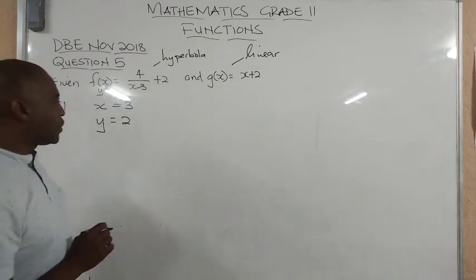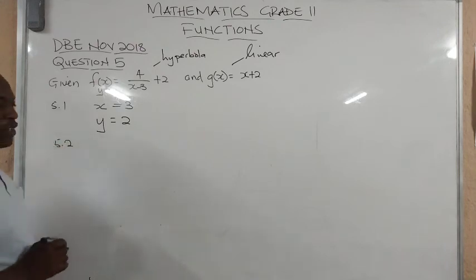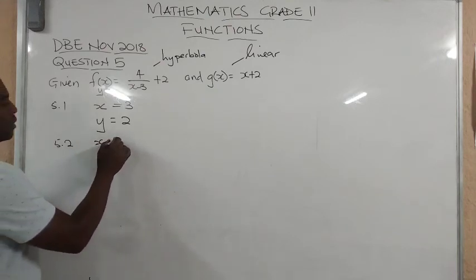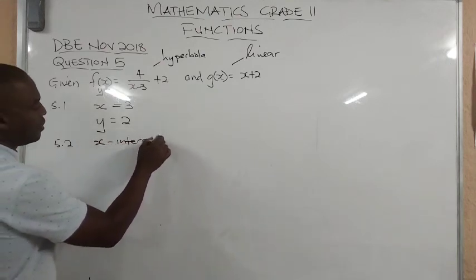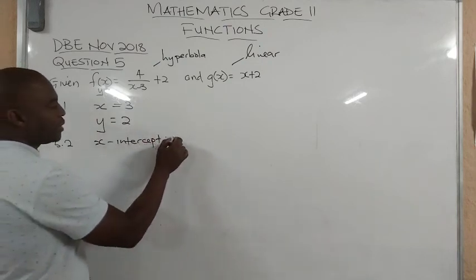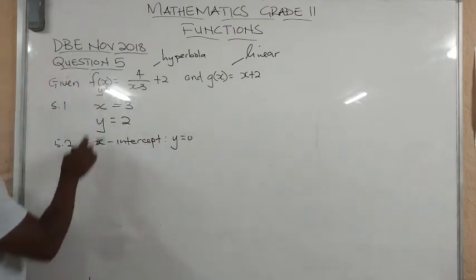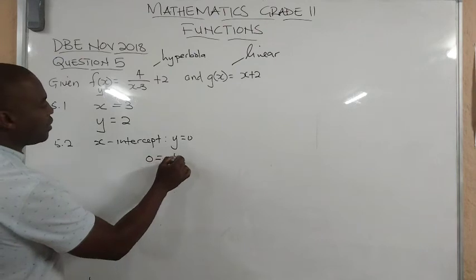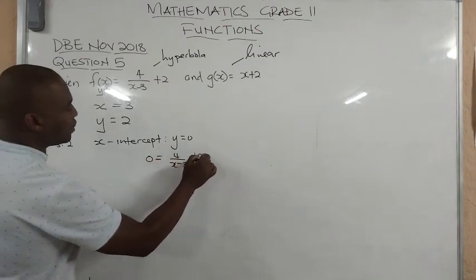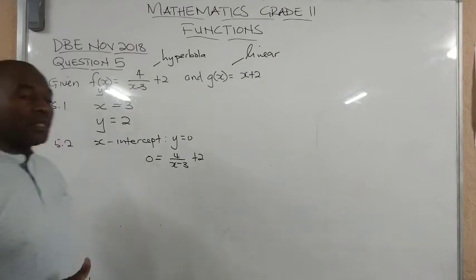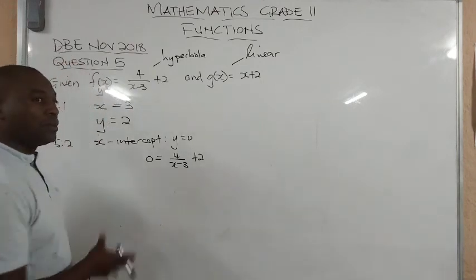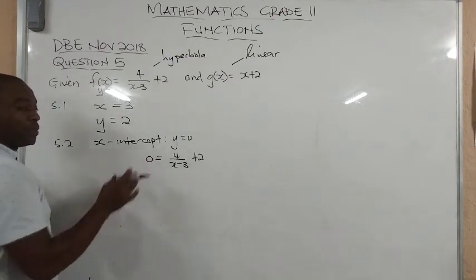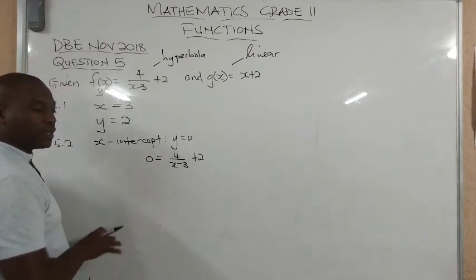Alright, then 5.2, you are asked to determine the x-intercept of f. So the x-intercept, we get it when y is equal to 0. That is, we come here, our f of x is our y. So we are saying 0 is equal to 4 over x minus 3 plus 2. If you are solving equations, then you can't run away from this equation. That means you just have to get used to solving equations with fractions too.